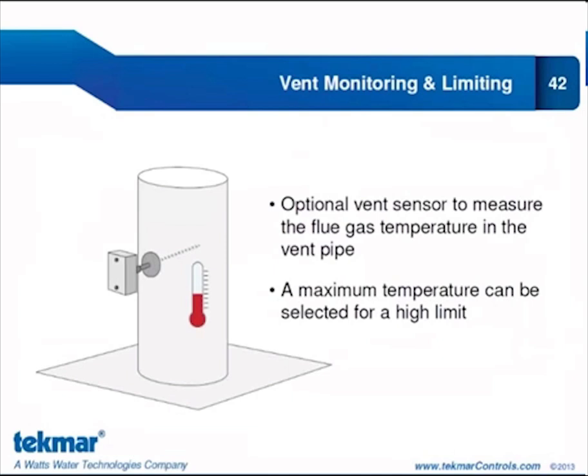To limit the vent temperatures, you can set a max vent temperature, and this will act as a high limit. If the vent exhaust exceeds the vent maximum setting, the boiler plant will be shut down until the temperature drops 10 degrees Fahrenheit below that maximum setting. If you don't want to limit the vent temperatures, you simply want to monitor them, then you can set the vent max setting to off. I do want to say this is currently not supported. We do not have a vent sensor that is available to use with the 284 at this time. It is something that we are actively working on.